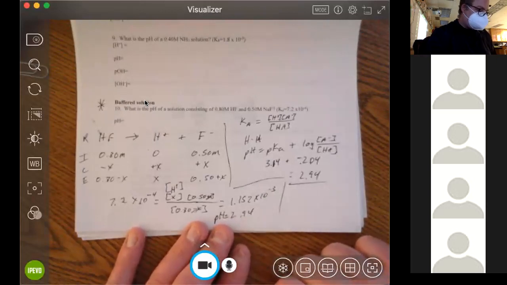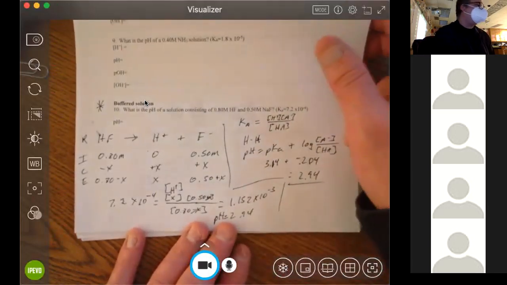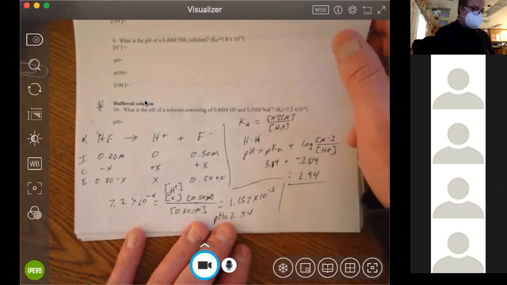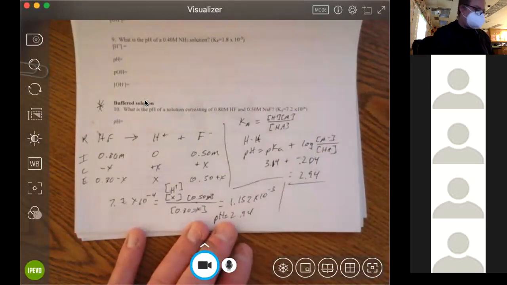The best buffer systems, if you're wanting to buffer well, then you're looking at whatever pH you want. You want that to be the pKa of the acid portion of the buffering system, and then you would want an equivalent amount of the salt.